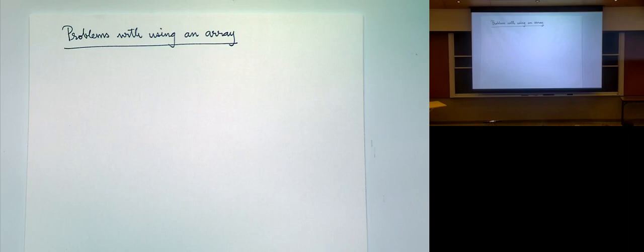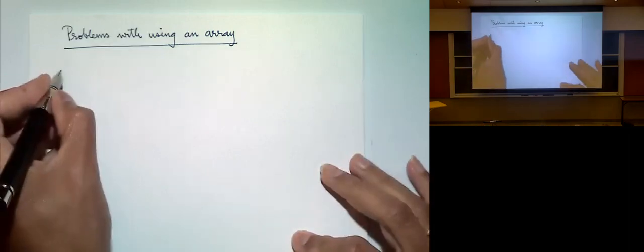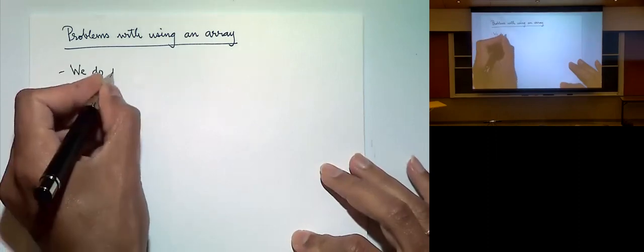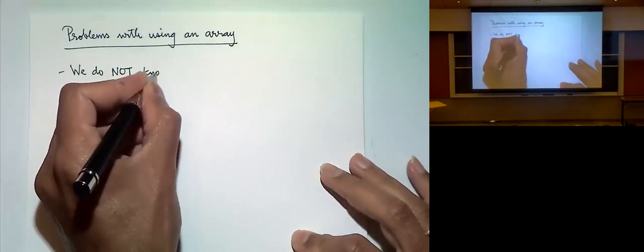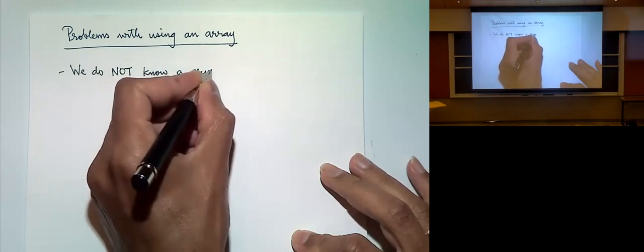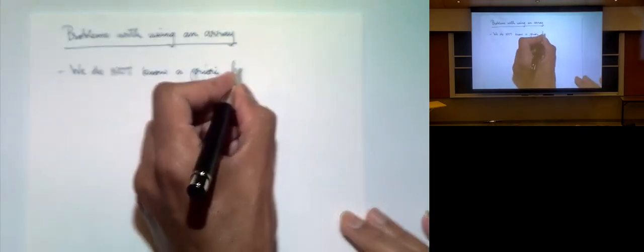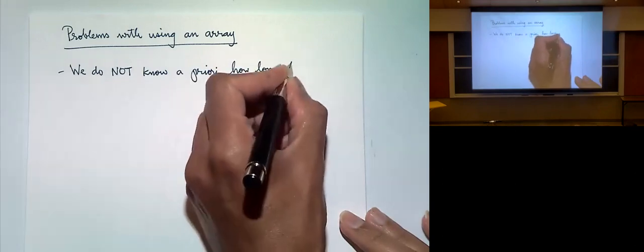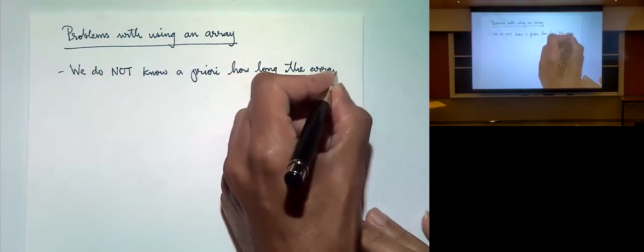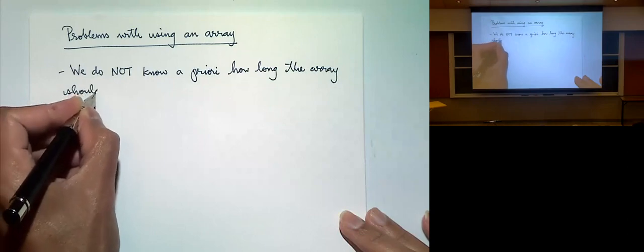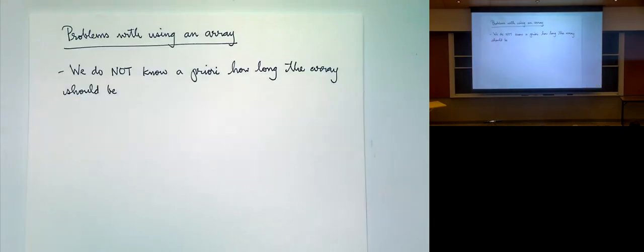So the problems with an array is we do not know a priori, which is basically, I guess, Latin for beforehand, how long the array should be. So normally when you allocate an array, you have to specify the size, right? Okay.